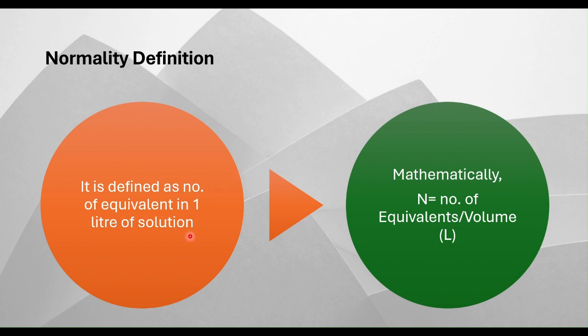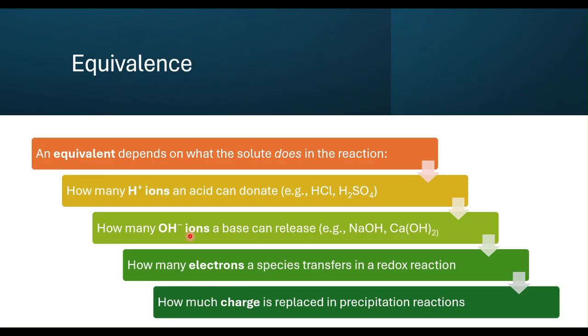So what is an equivalent? Equivalent is defined for different things, like for acids, for bases, for redox reactions, or for precipitation reactions. So an equivalent depends on what the solute does in the reaction. For example, in hydrochloric acid, the solute gives H+ ions. How many H+ ions can an acid donate in the hydrochloric acid solution? It can donate 1 H+ ion. But if we look at sulfuric acid, it can give 2 H+ ions. So the equivalence for hydrochloric acid is 1.